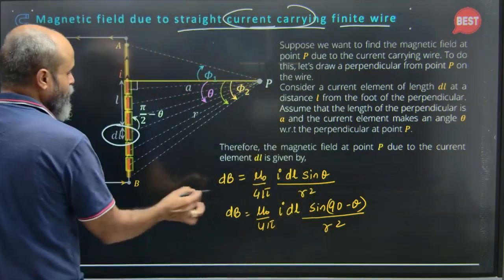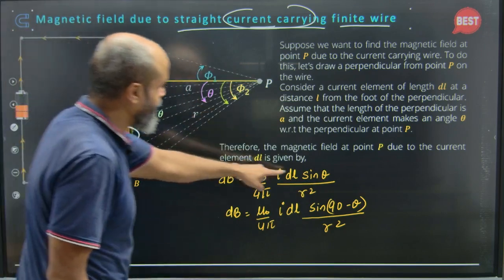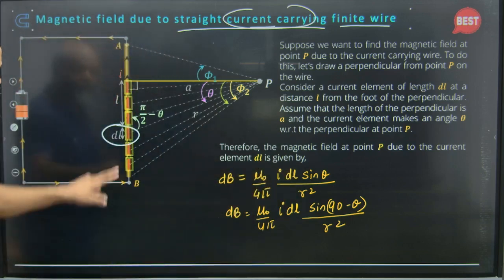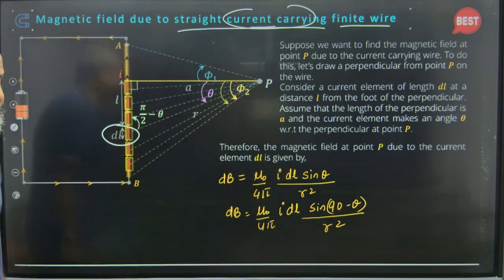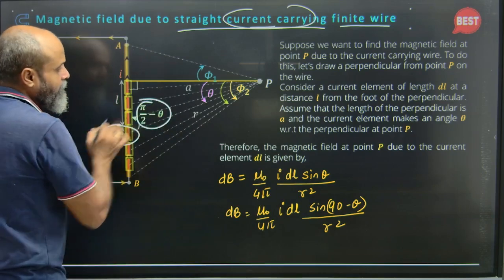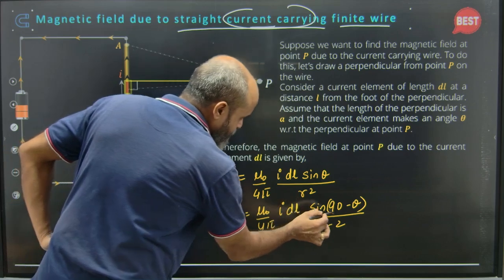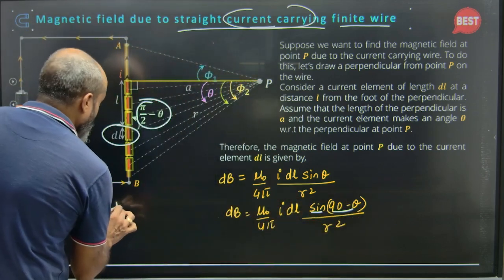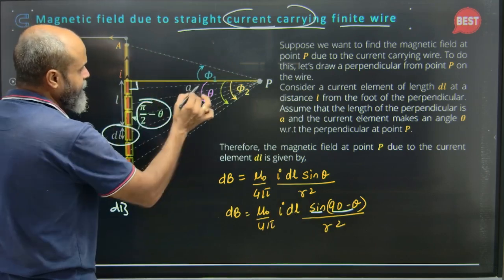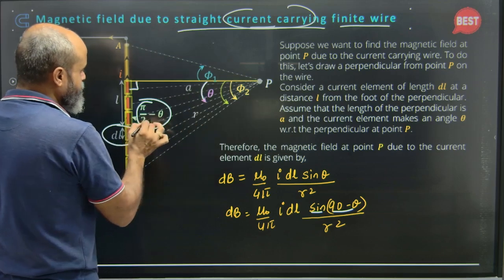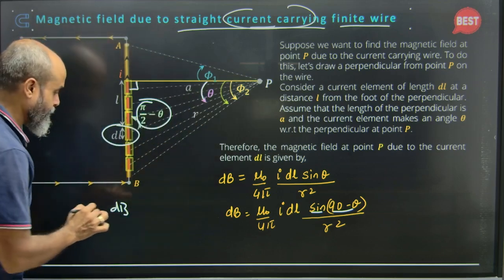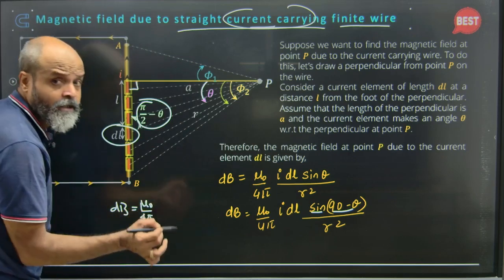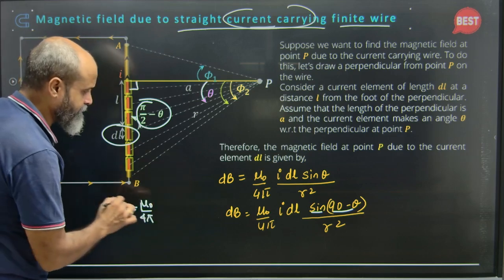So dB will be equal to mu naught by 4 pi I dl sine theta by r square. So this is the formula, mu naught by 4 pi I dl sine theta. Now what is sine theta? Theta here is what? Pi by 2 minus theta. So this will be sine of 90 minus theta upon r square. So obviously here, understand, this is a triangle which is having 90 degrees. Here it is theta. So obviously this angle will be 90 minus theta. So dB will be mu naught by 4 pi. We are just following the Biot-Savart law that we have just studied.